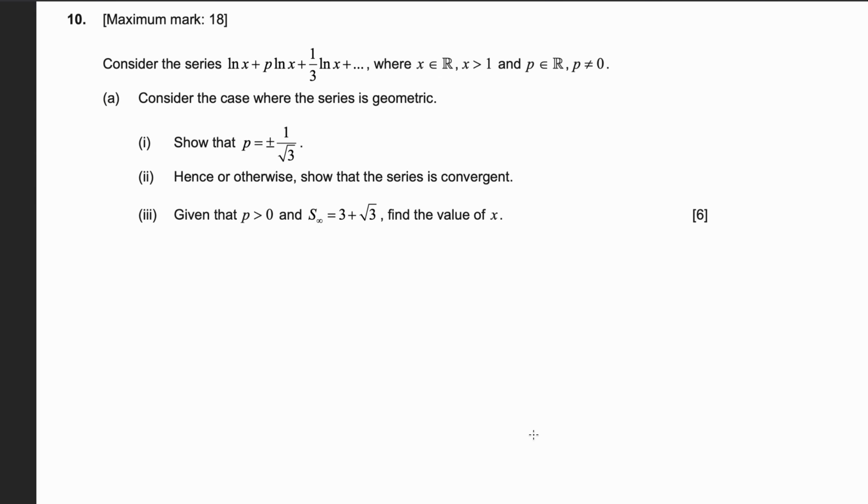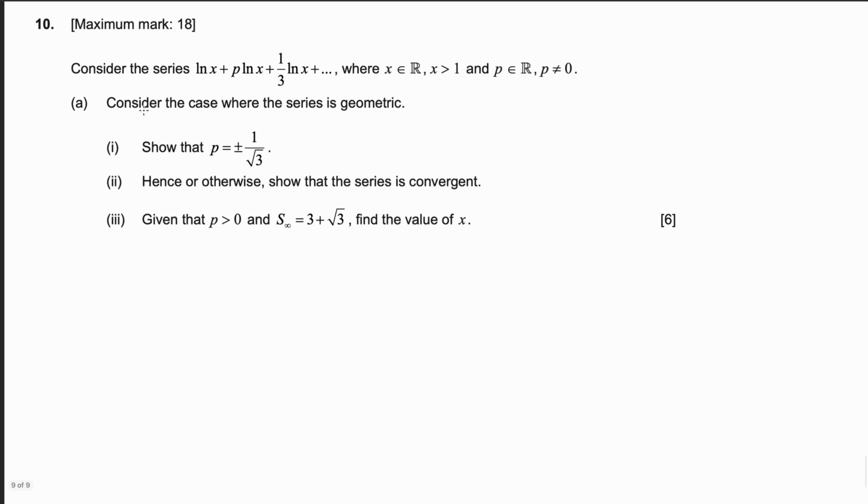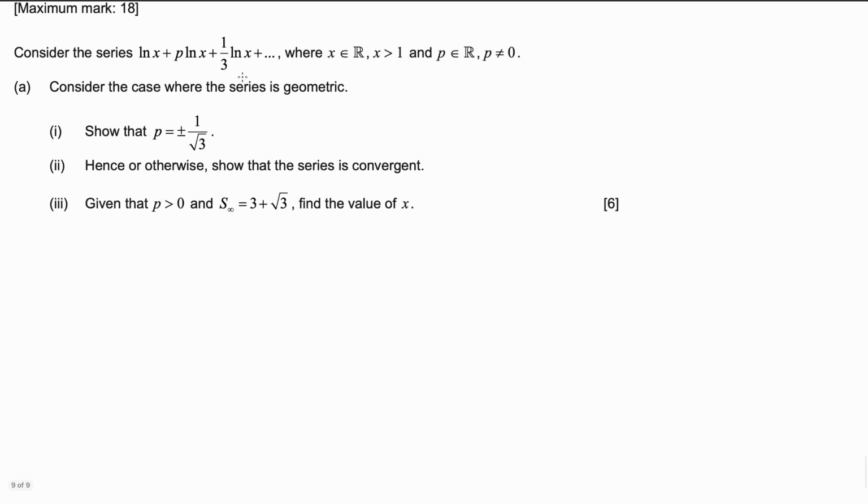Q.10 of May 2022, paper 1. This is section B. So consider the series ln of x plus p ln of x plus 1/3 ln of x. And consider the case where the series is geometric. So in part 1, we're asked to show that p is equal to plus or minus 1/3. So this is, again, fairly easy.